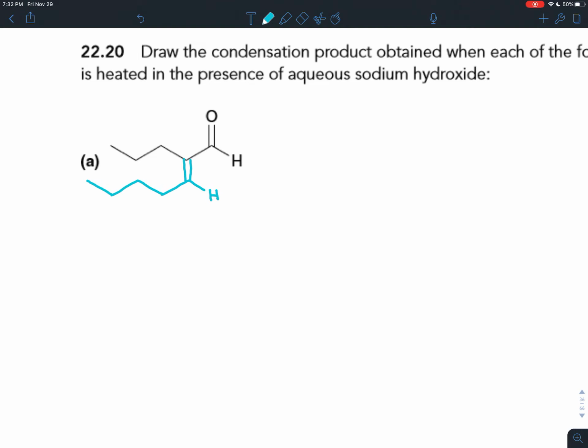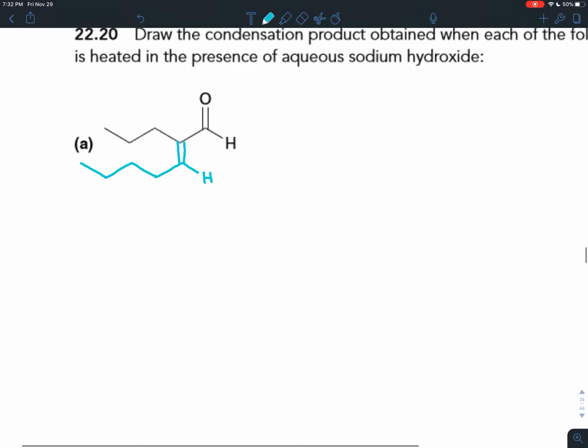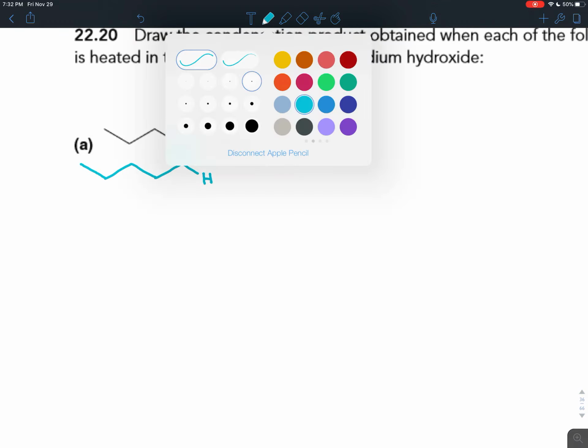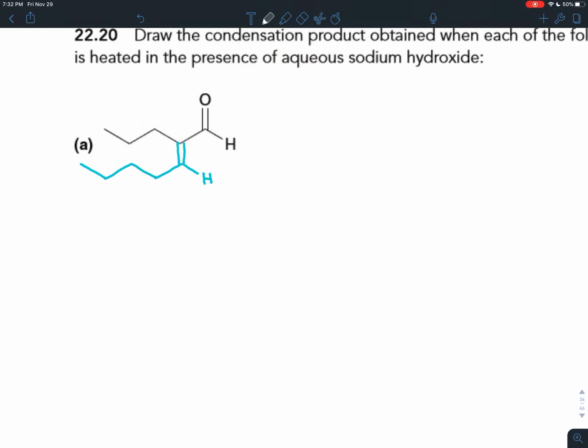Now, there is one other thing I would note about this, and that is that these double bonds can't rotate, and so the bulky groups tend to be on opposite sides. So truly, this other carbon chain would probably point in this opposite direction.